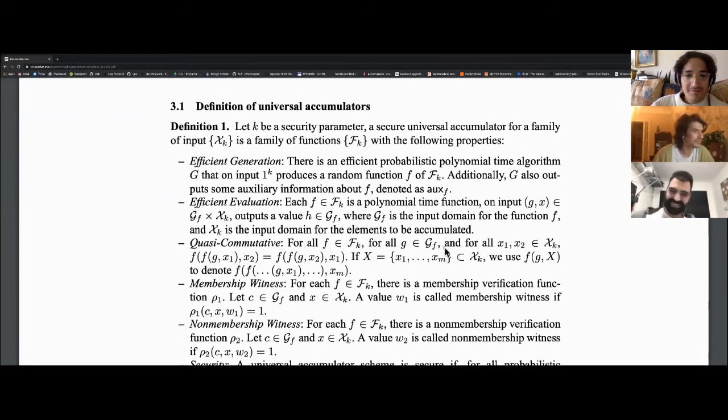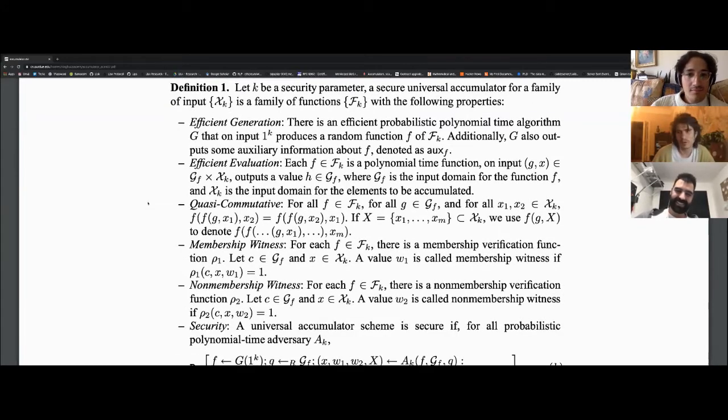Oh, here you have the quasi-commutativity property, by the way. So there are all these different properties. We can go through them one by one quickly. I'll just explain in words what it means. Efficient generation just means that you can compute the accumulator efficiently, and efficient evaluation as well. This auxiliary information here is, for us, basically the factorization of n, the RSA modulus that we're using. So I'll get to that in a second.